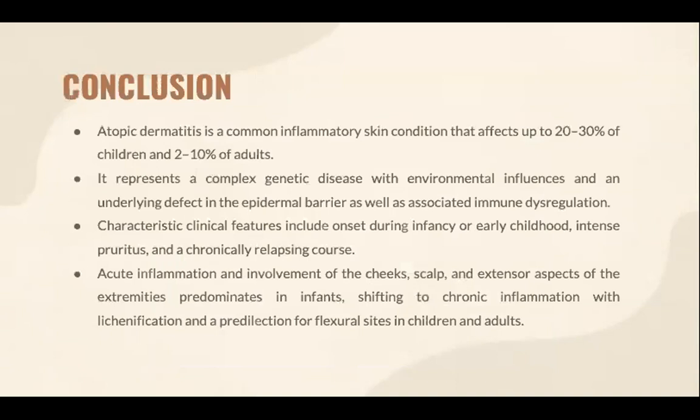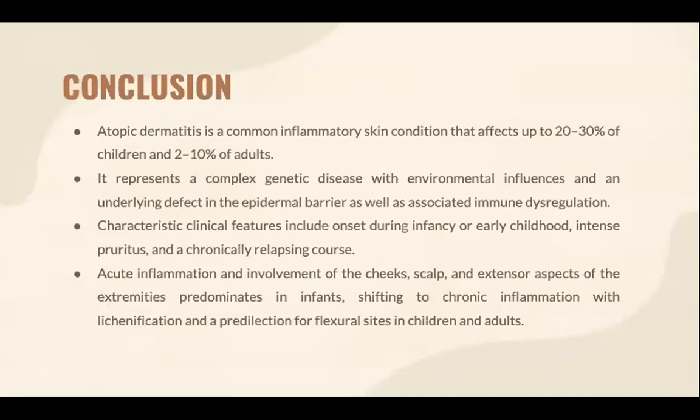So in conclusion, atopic dermatitis is a common inflammatory skin condition that affects up to 20 to 30% of children and 2 to 10% of adults. It represents a complex genetic disease with environmental influences and underlying defect in the epidermal barrier, as well as established immune dysregulation. Characteristic clinical features include onset during infancy or early childhood, intense pruritus, and chronically relapsing course.